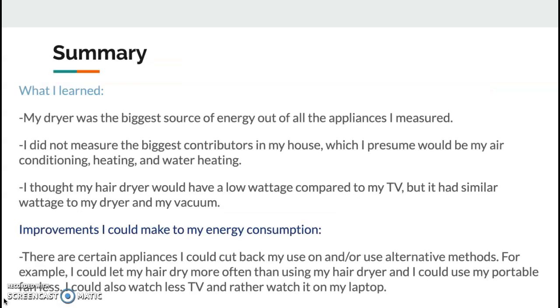A summary of what I learned is that my dryer was the biggest source of energy out of all the appliances I measured. I also did not measure the biggest contributors in my house, which would be my air conditioning, heating, and water heating. I thought my dryer would have a low wattage compared to a bigger appliance like my TV, but it had similar wattage to my dryer and my vacuum.